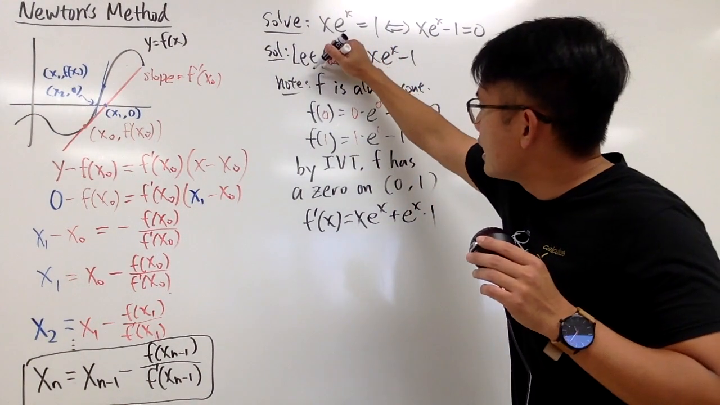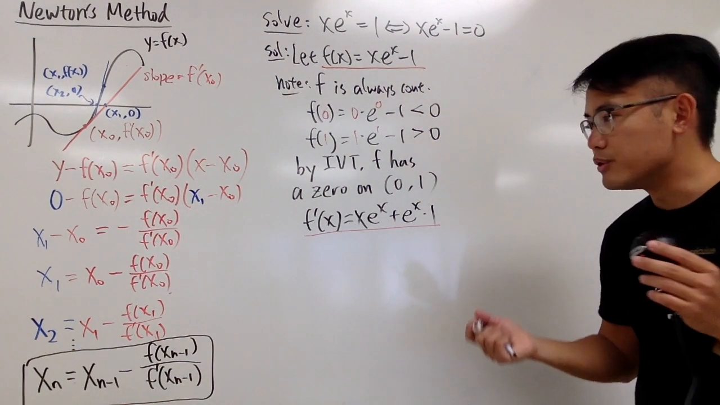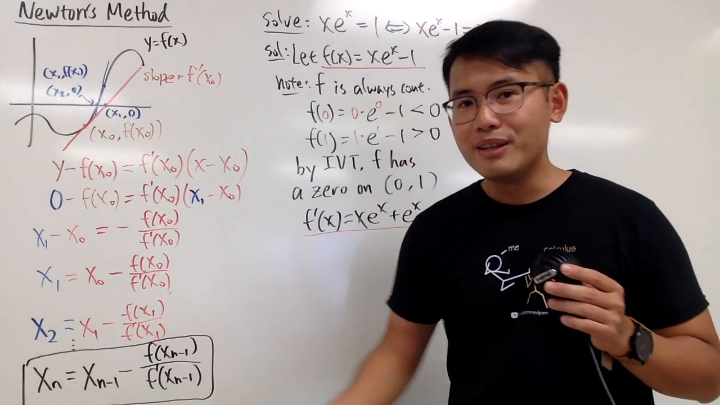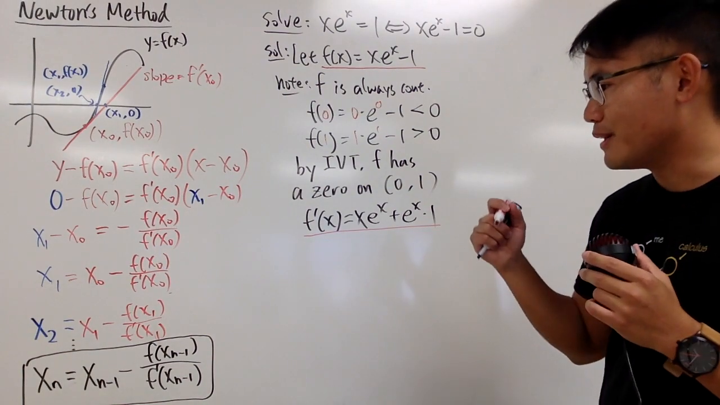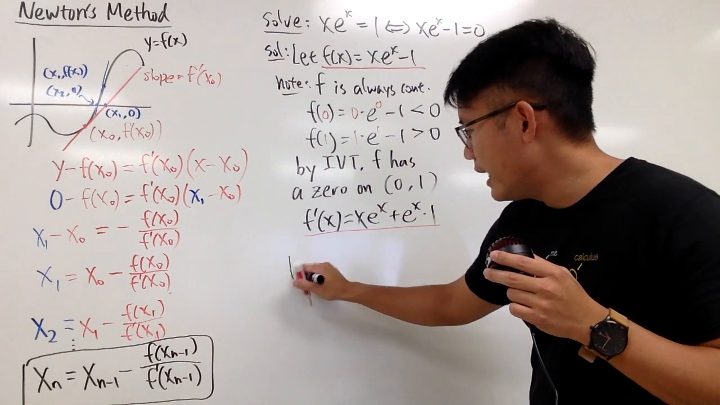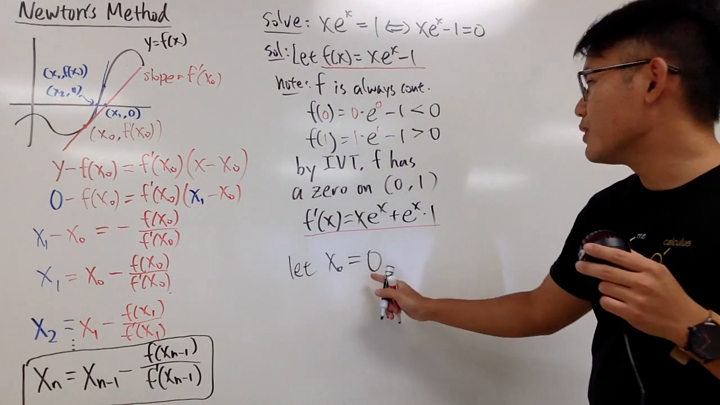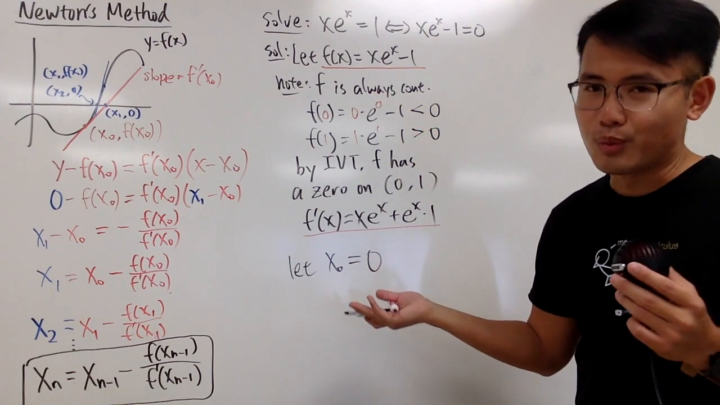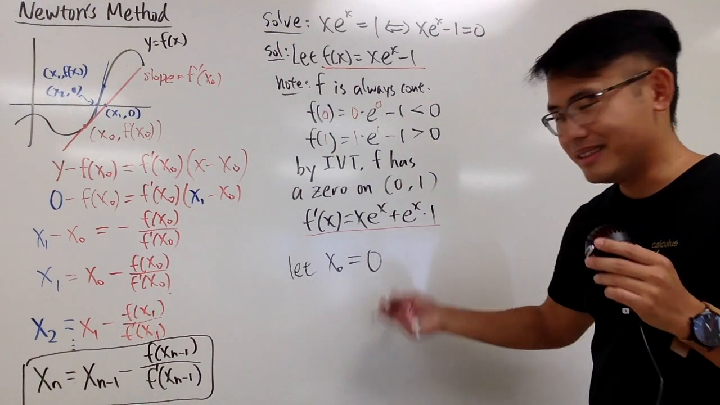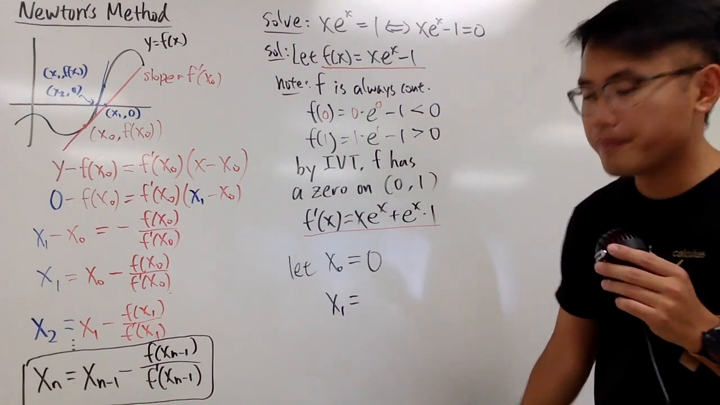So as you can see here, I have my original function, and here I have my derivative. Now I just have to throw it into the formula, but before anything else, I would like to have an initial guess, right? So I will say, let x naught be 0. Even though I know this is not a zero, it's a nice number to work with, right? So I'm just going to repeat that for you guys.